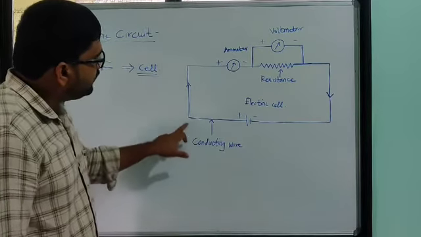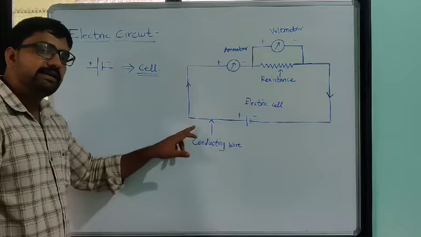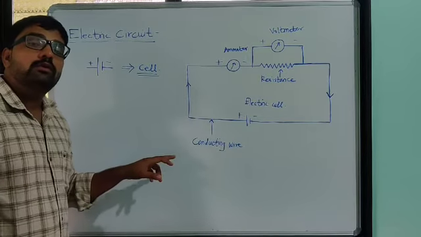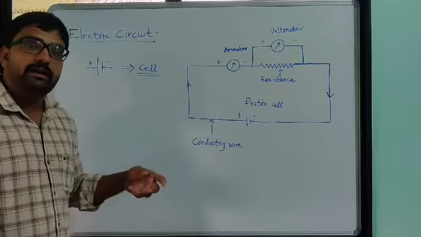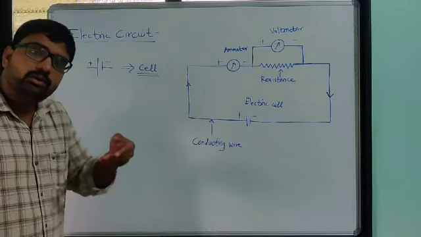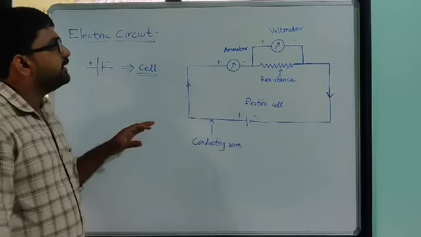Now we are connecting wires. These wires are generally used for the flow of electric current. We know wires are electrically conducting, and electric current can easily pass through them.